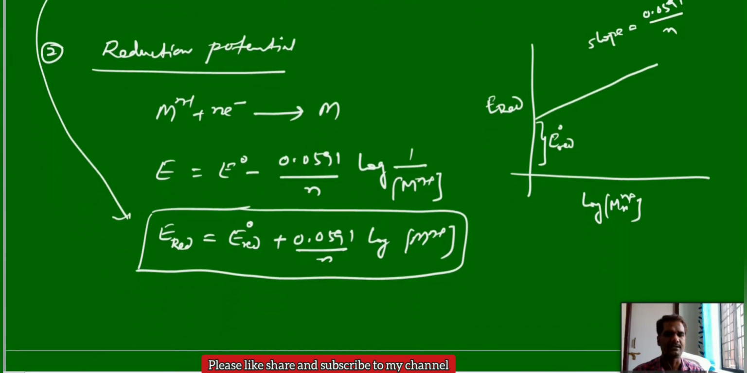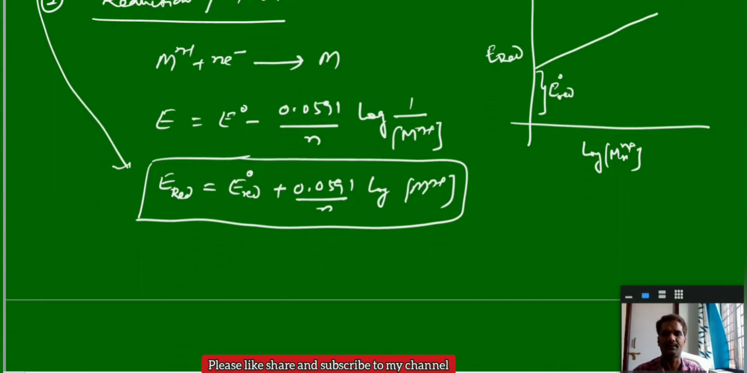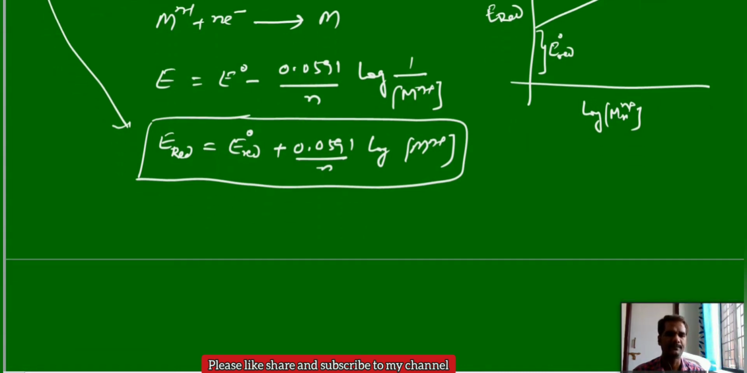This is one application, identification of non-reduction potential values of a particular electrode or overall cell. And the second application is to determine the equilibrium constant. We can determine the equilibrium constant by using this Nernst equation.